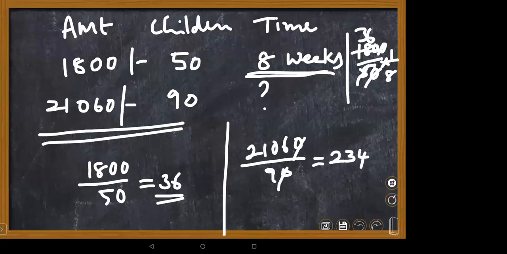234 divided by 8. Come on, children. 234 divided by 8. Yes, ma'am, I'm doing it. It is in decimals, ma'am. No, directly you will get weeks, children. 234 divided by 8 is decimals. No. Ma'am, 29.25.